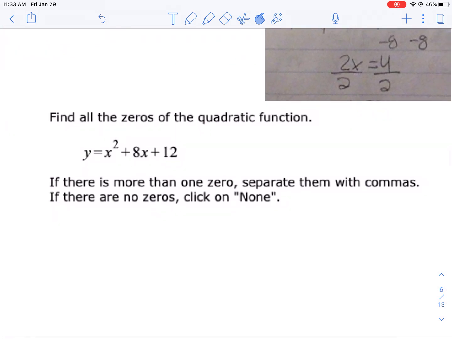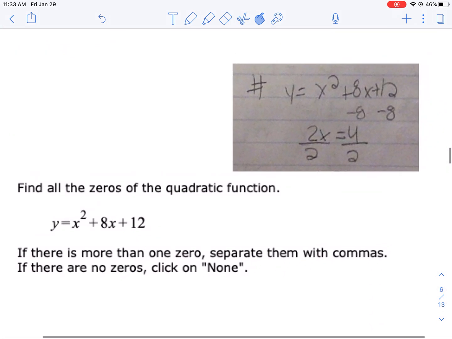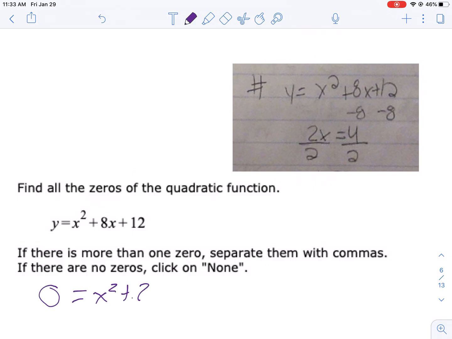Now, I want to find the zeros of this quadratic function. Once again, you can't just subtract 8 from 12. That doesn't make any sense. We replace y with 0. So 0 equals x squared plus 8x plus 12.